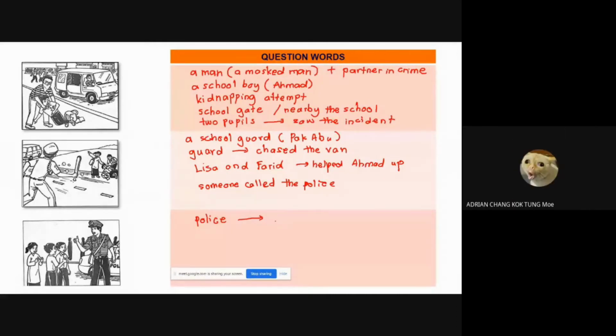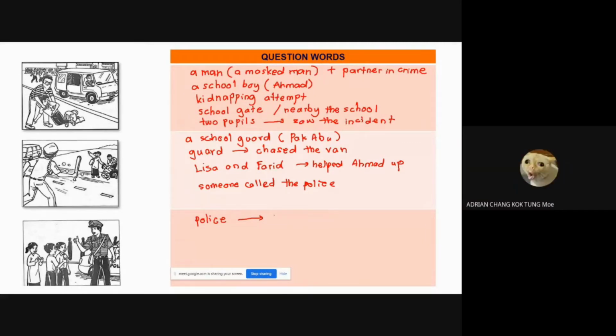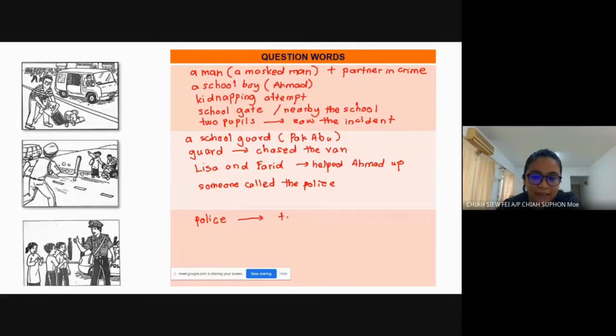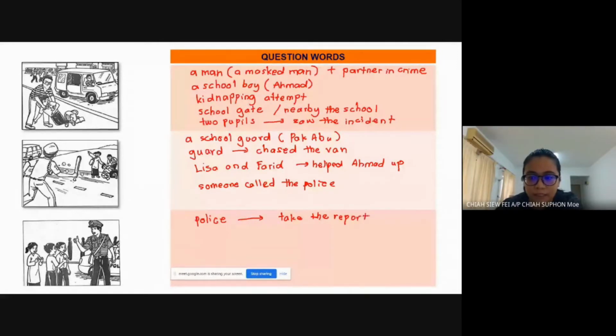Okay, one person at a time. When you call the police, what do you want to make? You make a what? A report. So the police is there to take up the complaint or report, right? Yes. That's why they called him. They did not call the police to thank them only, right?